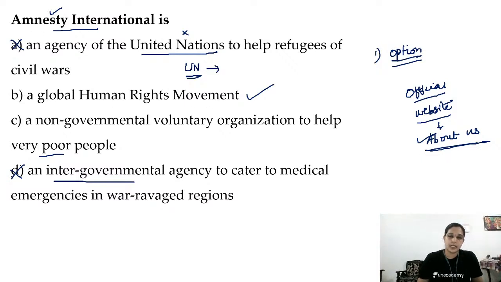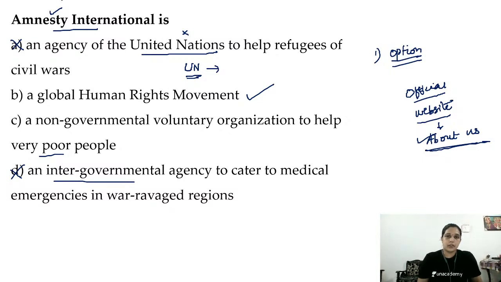See how I eliminated options A and D. It is definitely not a United Nations organ. I know it very well. Usually the United Nations organs start with UN. And it is not an intergovernmental agency because I know very well Amnesty International is a non-governmental agency, a private or voluntary organization. It is not a UN agency.